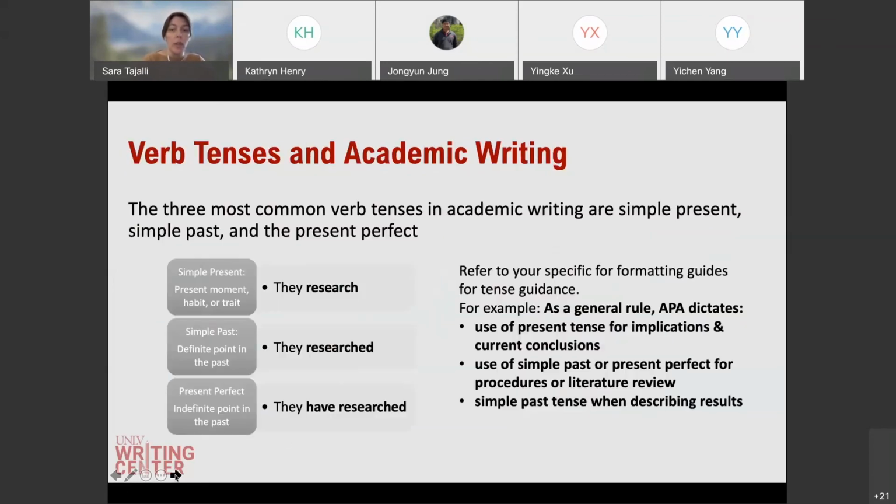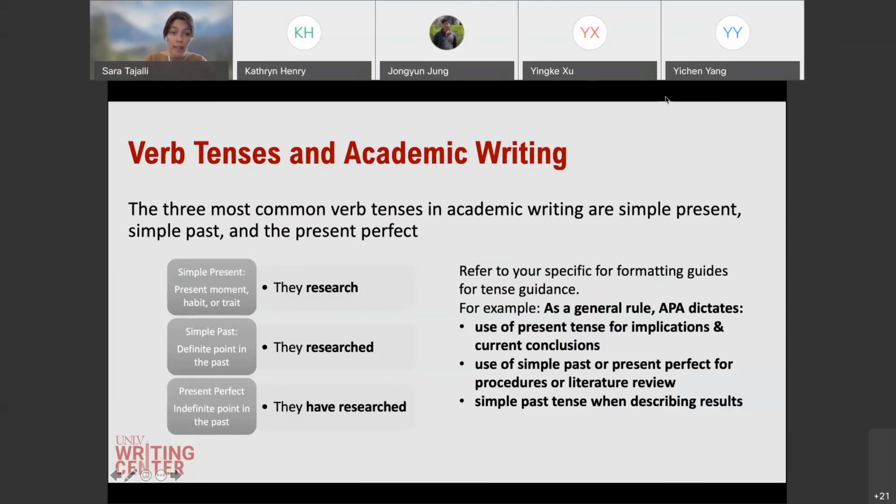Okay, so the first thing we're going to talk about is the 3 most common verb tenses in academic writing. So first, we'll talk about simple present. And obviously, you should all be familiar. We use the present tense in the present moment. And we're also talking about habits or traits or qualities. So you want to use the present tense in those situations.